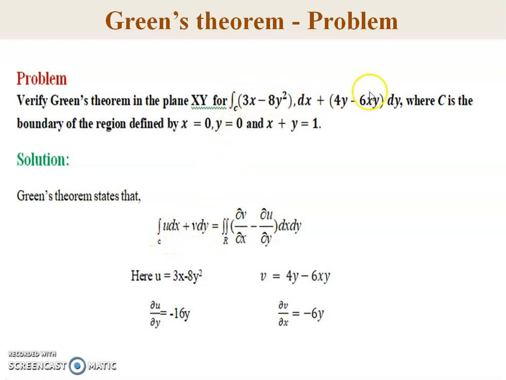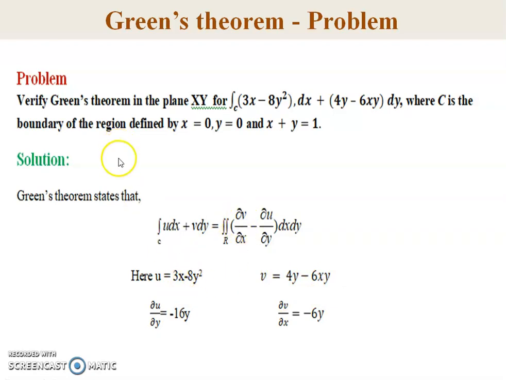See the question here. In the integral over C, what is the coefficient of dx? It is 3x minus 8y², that is u. So u equals 3x minus 8y². Similarly, v is the coefficient of dy, 4y minus 6xy. Just compare the LHS with the given integral in the problem: u equals 3x minus 8y², v equals 4y minus 6xy.